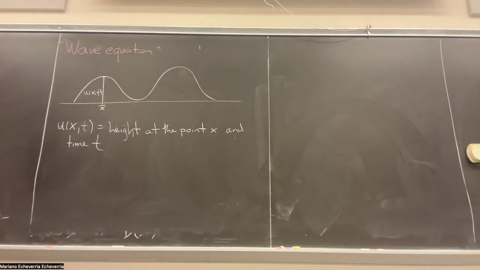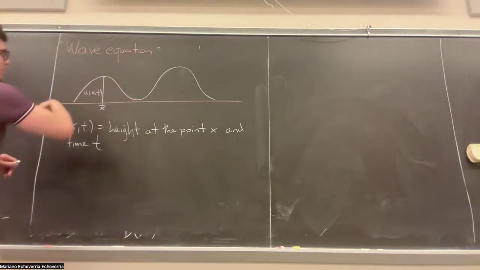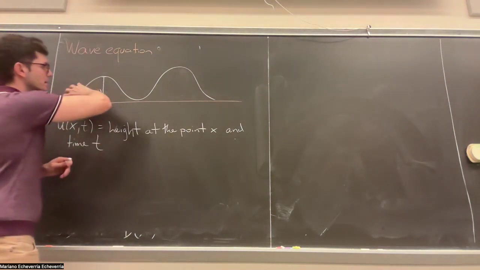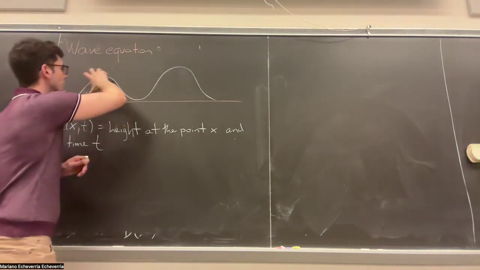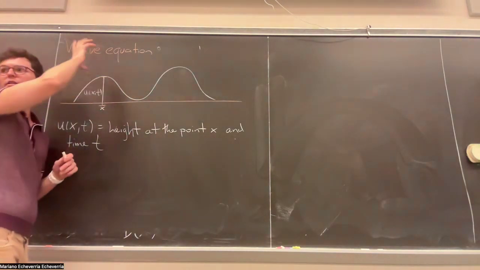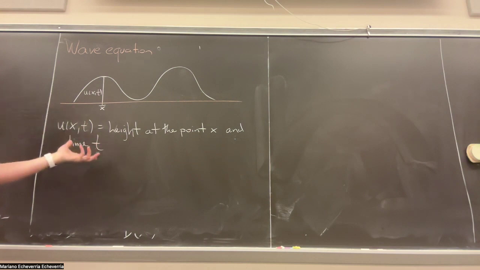As time goes by, if you think about giving a pulse to the string, you would imagine the wave propagates along the string. Over time, maybe the height here decreases and things like that. So it makes sense for the height to be a function of position and of time. The wave equation is an equation that this function is supposed to satisfy.